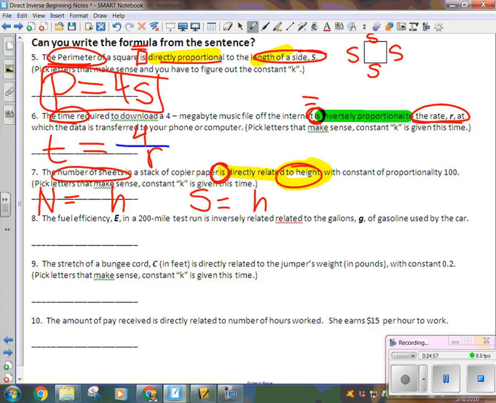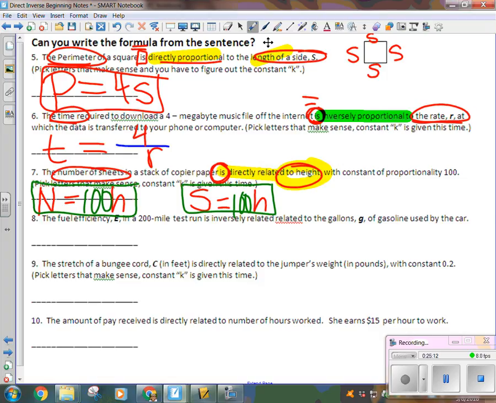There ain't no bar. With constant proportionality, what? 100. So 100 goes where? So that's what your equation looks like. If you happen to use S for sheets, that's what your equation would look like. Either one of those is correct because it didn't specify.